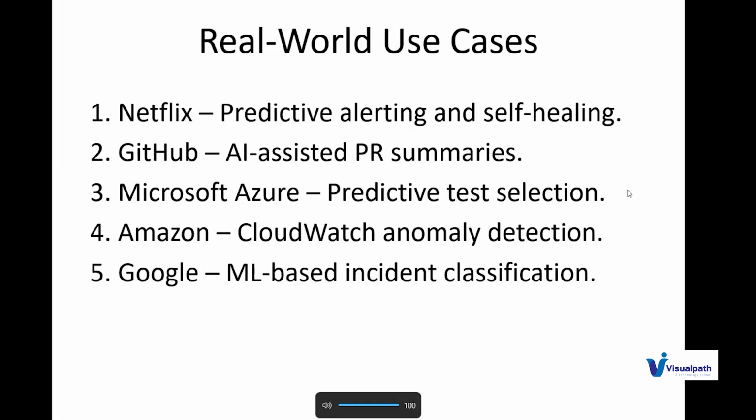You can do it. Next, Google is using ML-based incident classification. Whenever I say ML-based incident classification, you can consider it LLM-based incident classification. Amazon has CloudWatch anomaly detection, which is there by default in CloudWatch. Under the hood, they are using Amazon Bedrock, which is the hub of agentic AI and AI models. Then predictive test selection and all these things. These are real world use cases which companies are using. I've listed a few companies here.